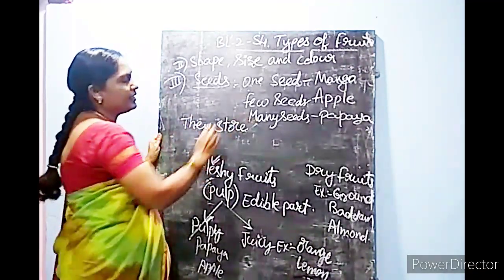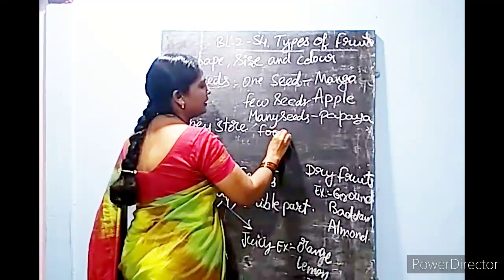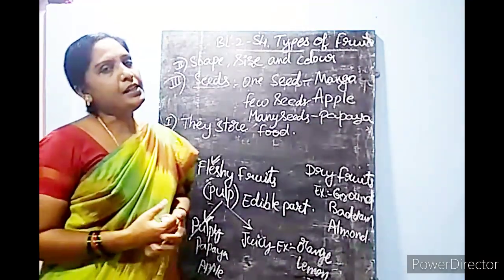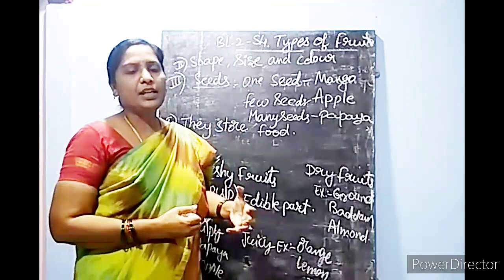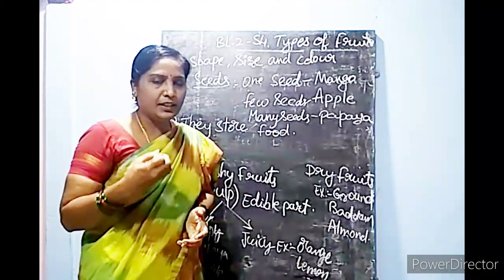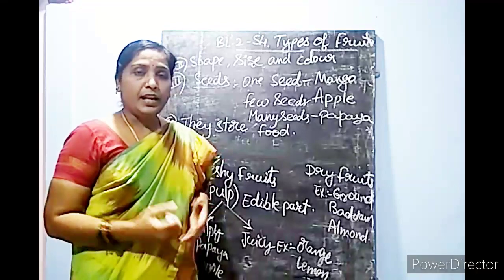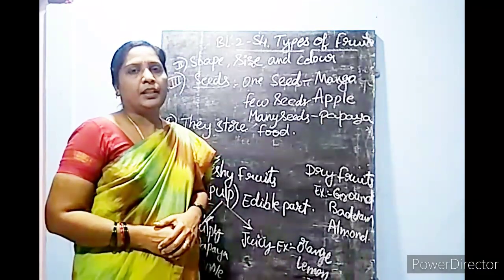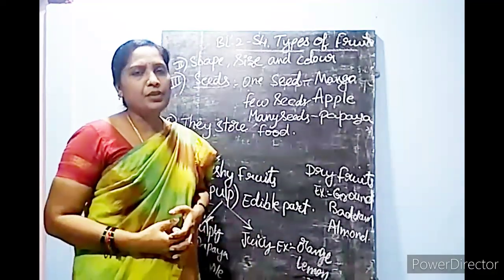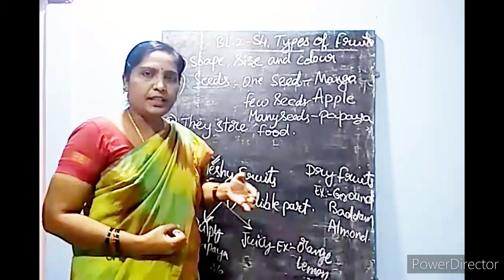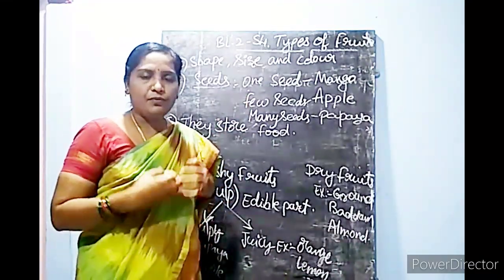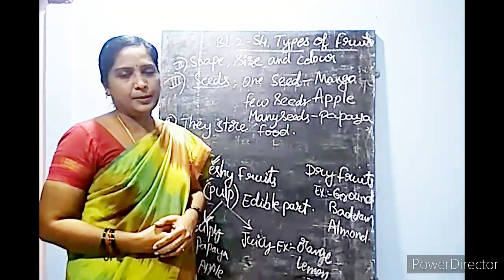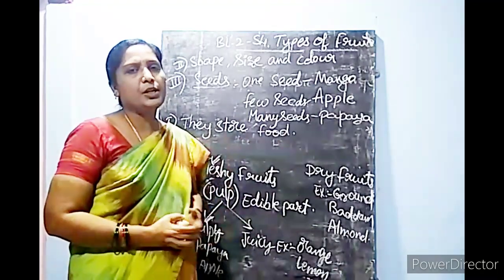What are they doing in plants? They store the food. You learned in the last class that leaves prepare food, right? And they give it to the different parts of the plant, they transport the food. And if excess food is there, that is stored in fruits. Just as your mom stores the extra food in the refrigerator at home, in the same way in plants, if any extra food is there, that is stored in the form of fruits. That is the main function fruits are doing.